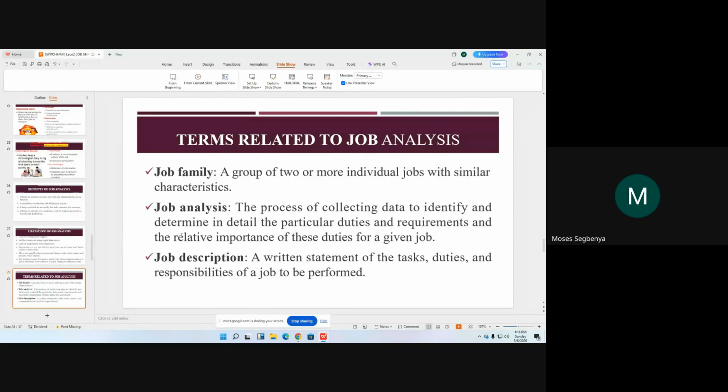So in terms of the most important issues, we have covered them, but these are just some terms to help you. So we have talked about job analysis, we've talked about job description.